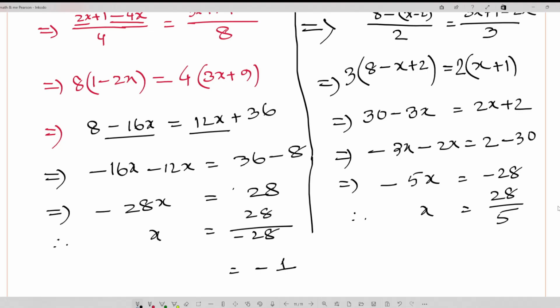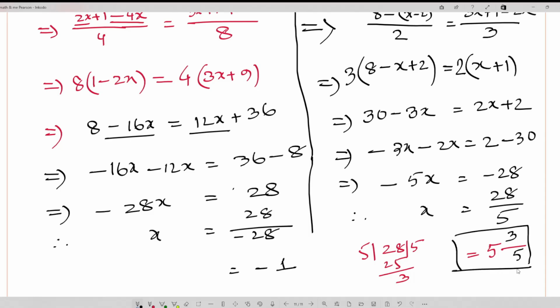It's an improper fraction. We can write like this, 28 divided by 5, it will be 5 times 5 is 25, and here is 3. So we can write like this, 5 by 3. Is it okay? No, it's not okay. It should be here 5 and here 3, okay, and it will become a mixed fraction.